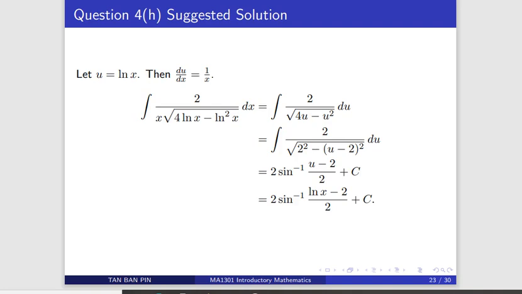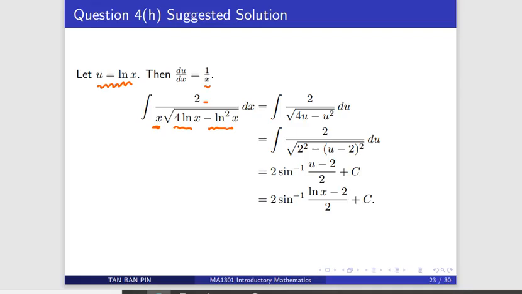In this question, we want to integrate 2 over x square root of 4 ln x minus (ln x) squared. And we observe that if you differentiate ln x, it gives you 1 over x. So it gives you the x outside the square root sign. So this substitution should work.